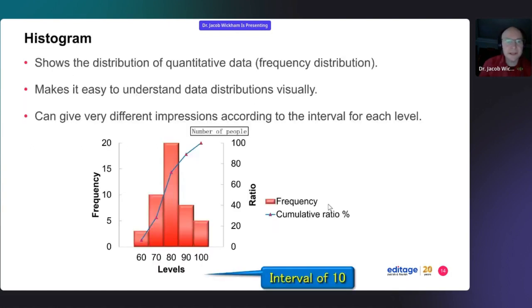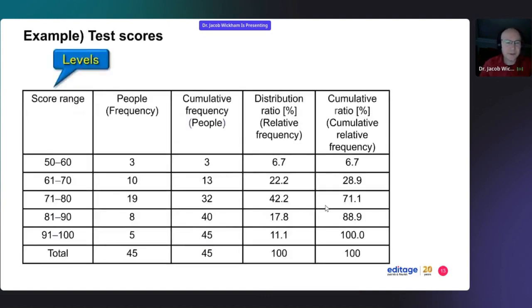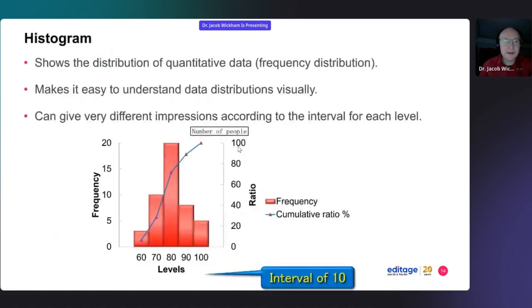So here's a histogram. This is based on this frequency table that was constructed, and you can just plot these data. And this shows the distribution of quantitative data, and it makes it easier to understand the data distributions visually. But I have to caution you that they can give very different impressions according to what interval that you choose.